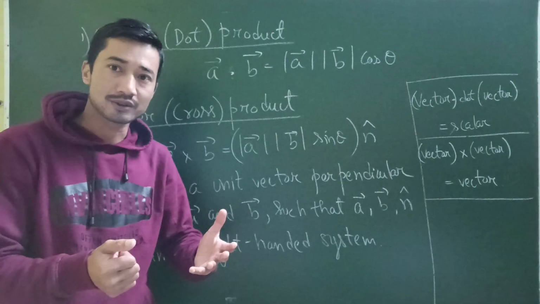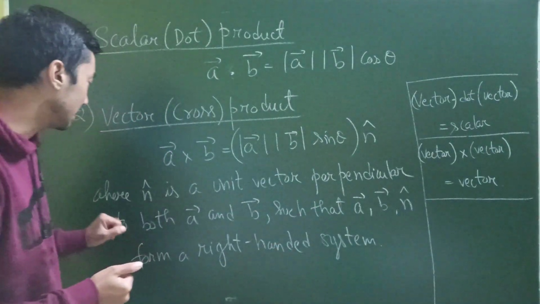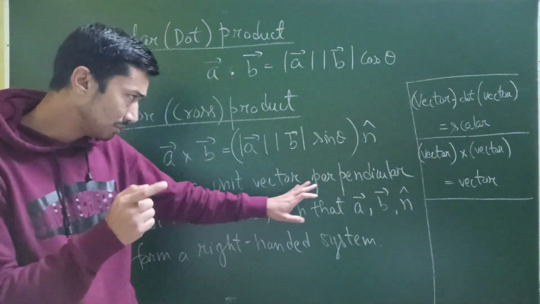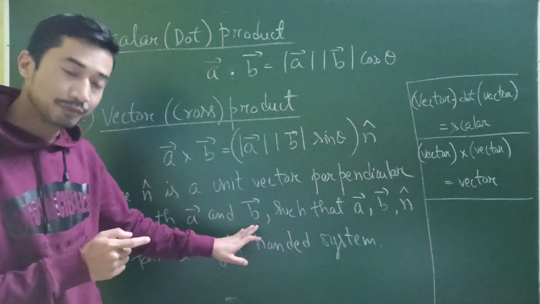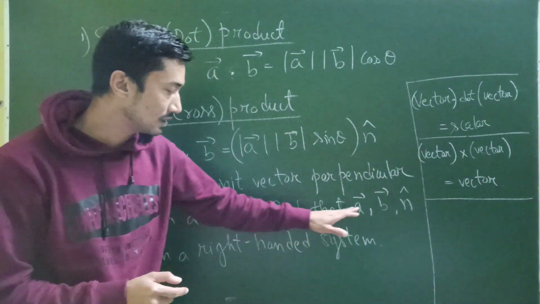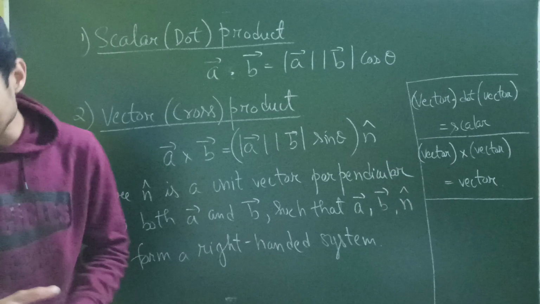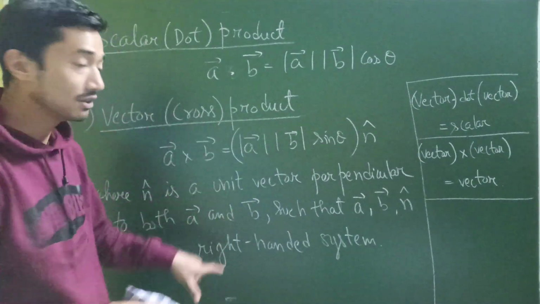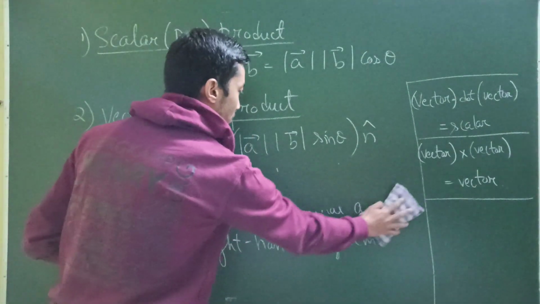Now what is this n cap? I'll help you with that with the help of some diagrams, but as the definition goes, n cap is a unit vector which is perpendicular to both vector A as well as vector B, perpendicular to the plane of vector A and vector B, such that vectors A, B, n cap form a right-handed system. We will discuss what a right-handed system is, but I think you've written it down. So this is the formula for the cross product of two vectors.